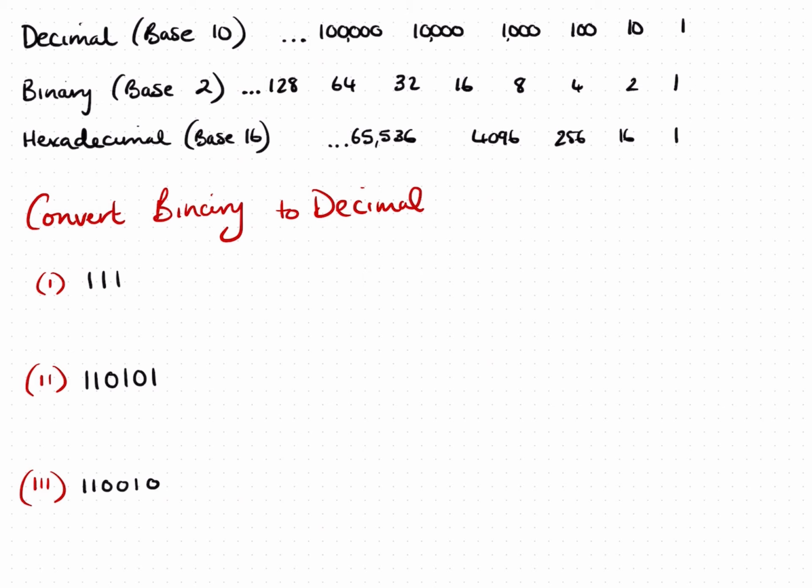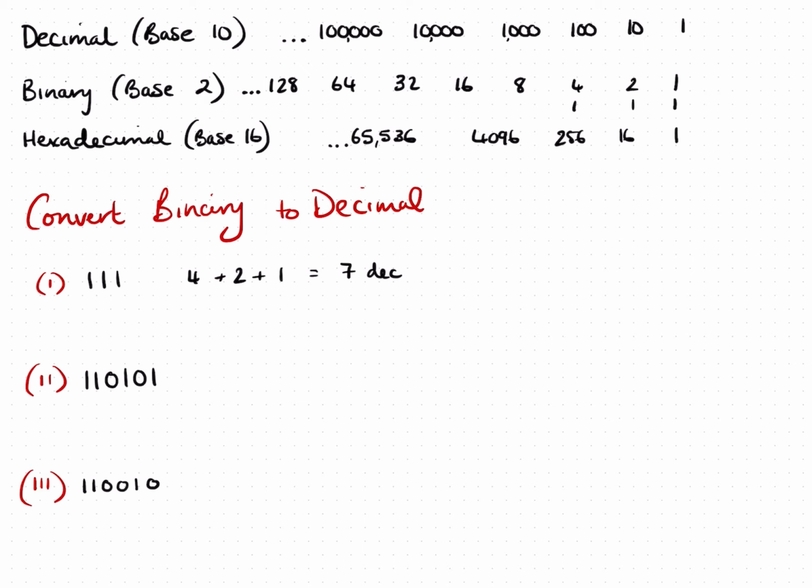The next set of conversions are going in the opposite direction. We're going to convert binary to decimal. Taking the first example of 111, we simply align it under the binary guide from the right, 111, and we add together the numbers. So we've got 4, 2 and 1, which gives us 7. It's as simple as that. 111 is 7 in decimal.